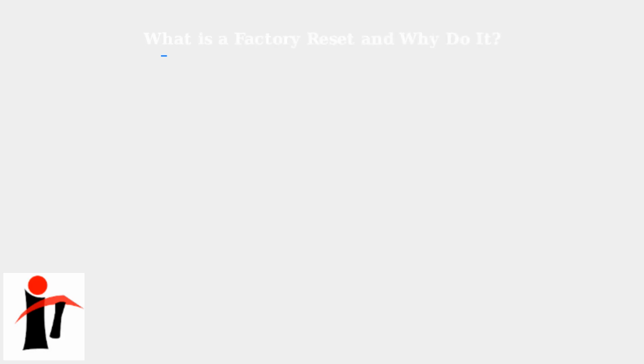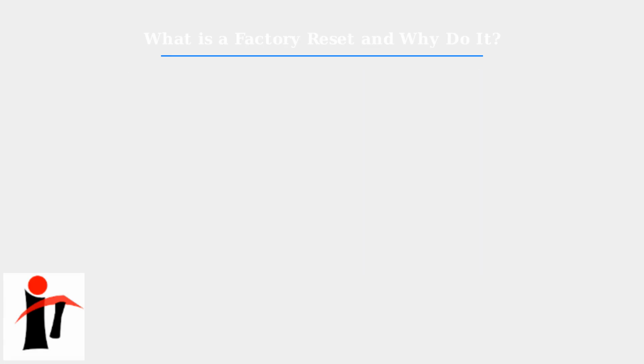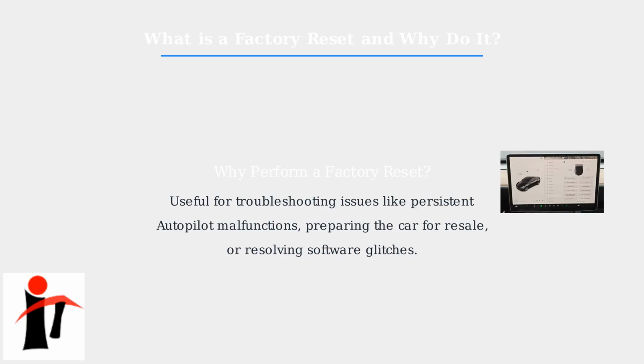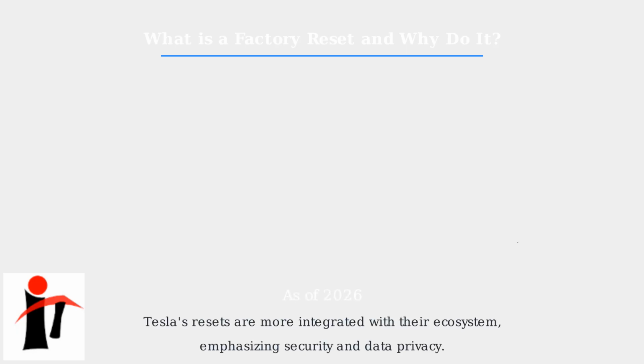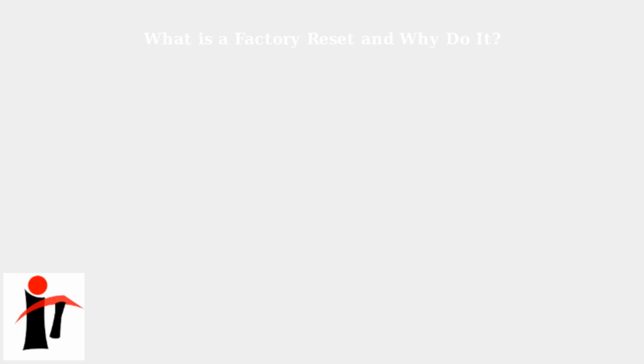A factory reset on your Tesla Model S restores its software to the original state, clearing user data, profiles, and customizations. It's useful for troubleshooting issues like persistent autopilot malfunctions, preparing the car for resale, or resolving software glitches. As of 2026, Tesla's resets are more integrated with their ecosystem, emphasizing security and data privacy.